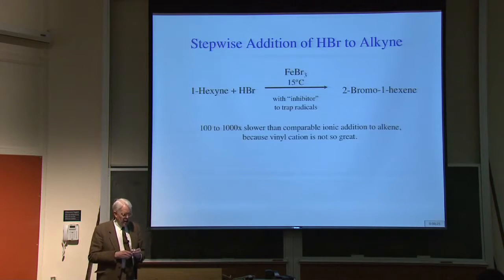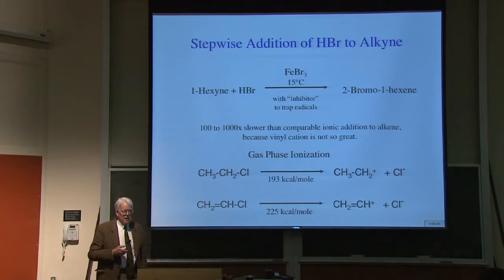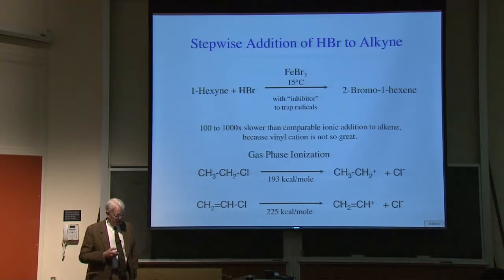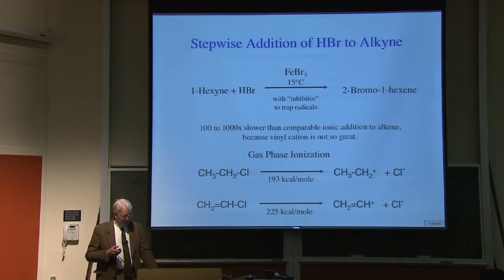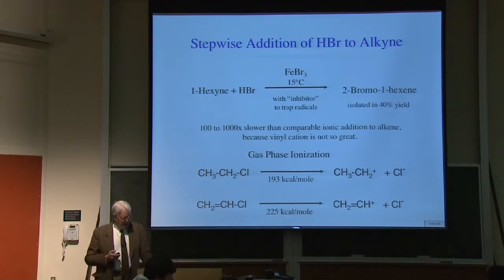Now, we mentioned before it was 100 to 1,000 times slower than the comparable ionic addition to the alkene. And the reason is the vinyl cation is not so great an intermediate. And you can see that already in gas phase ionization of the chlorides. The one that gives the ethyl cation requires only 193 kilocalories per mole to ionize the chloride. But the vinyl compound, to make the vinyl cation, requires another 32 kilocalories per mole. It's hard to make the vinyl cation. So that's what, of course, you make when you add the proton to the hexyne.